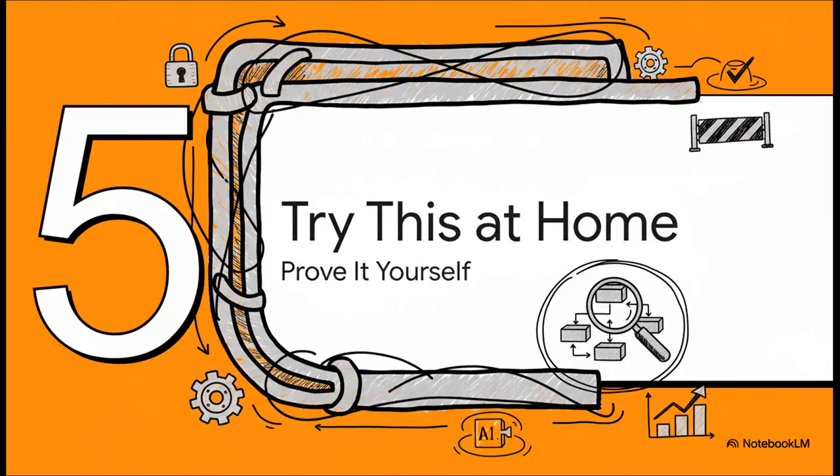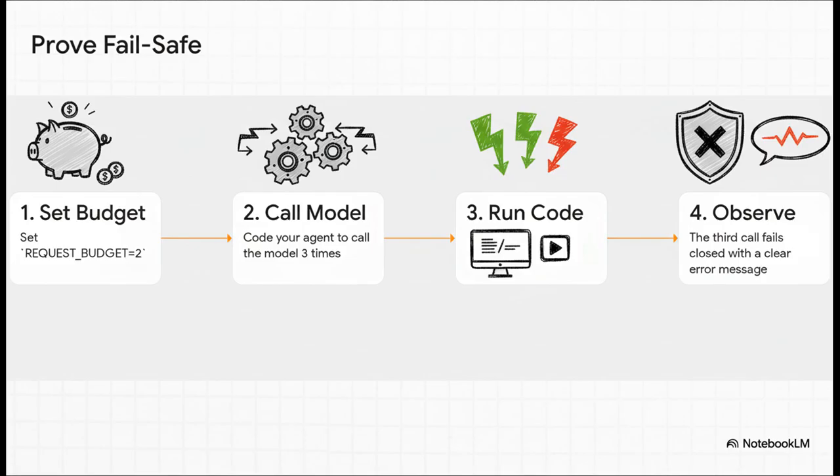Okay, so this all sounds good in theory, right? But I want you to actually see it work with your own eyes. We're going to do a super simple little experiment that proves how these fail-safes kick in to protect you. Here's all you have to do. First, set your request budget really, really low. Let's say just two calls. Then, write a tiny piece of code that tries to call the model three times in a row. Now run it. The first call will work just fine. The second call will also work, but the moment your code tries to make that third call, bam! The engine steps in, blocks it, and gives you a nice, clear error. That's your safe failure in action.